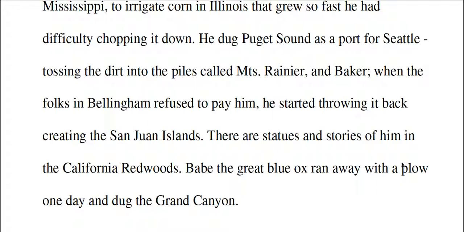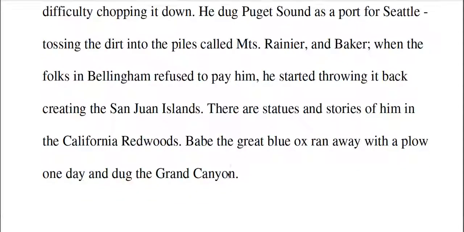Now, for your tall tale, you are welcome to either make up a story or you could take one of these and basically write a full 4-paragraph story on it, such as you could talk about how Babe ran away with a plow one day and dug the Grand Canyon. You would just need to come up with some kind of problem and tell how all of that happened.